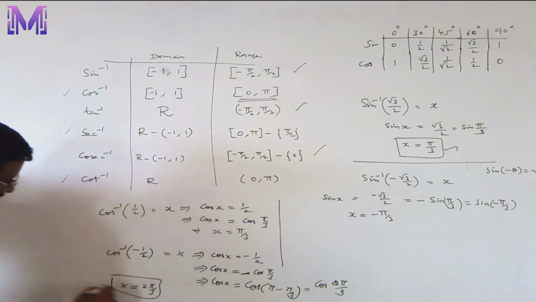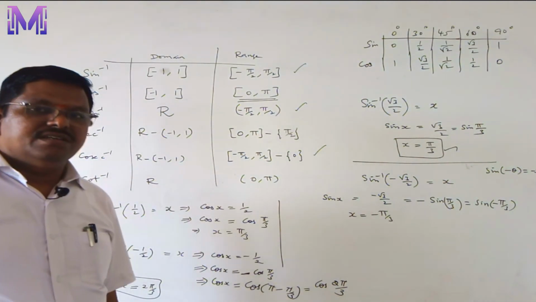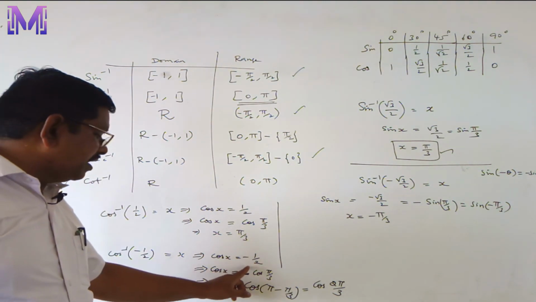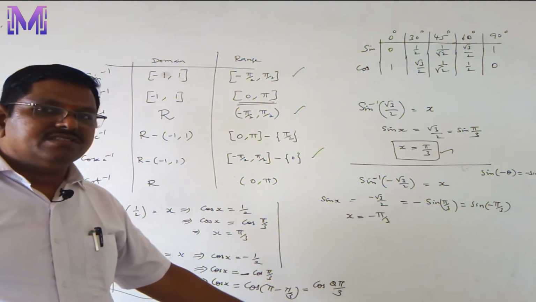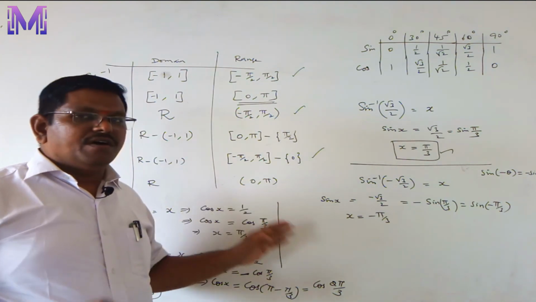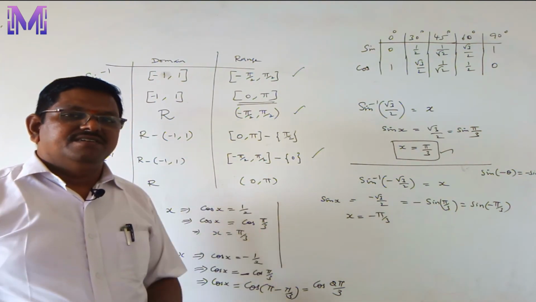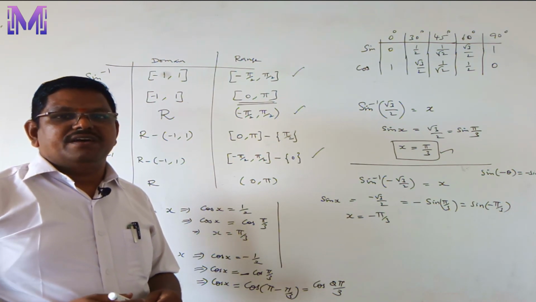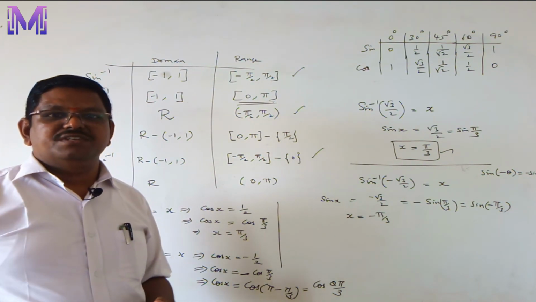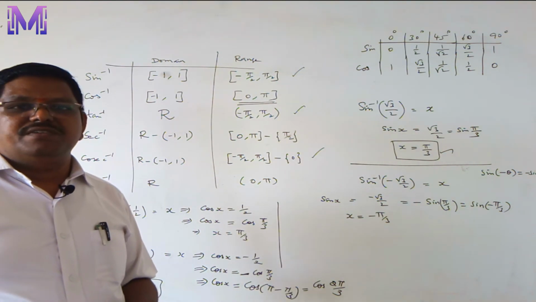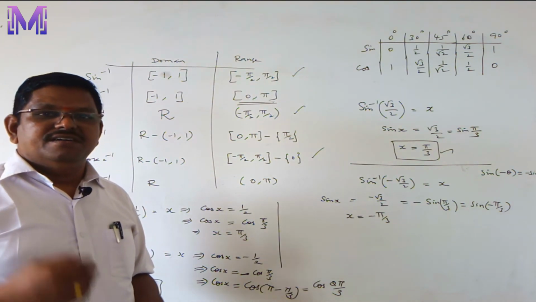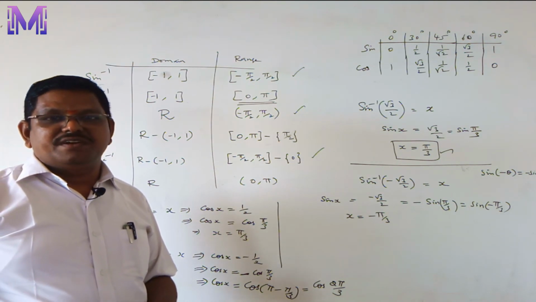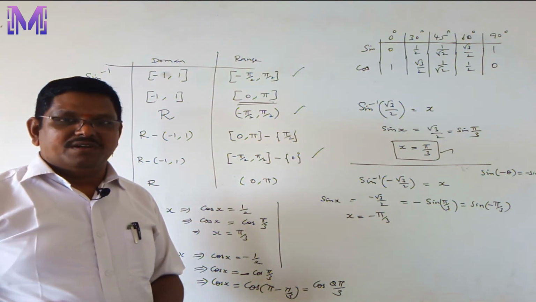In this way, for cos inverse, secant inverse and cot inverse, if the value is negative, take the angle as pi minus the same angle. You can solve all the problems in such ways. In our next module, we will discuss how to use the formula tan inverse of x plus tan inverse of y is equal to tan inverse of x plus y divided by 1 minus xy, and tan inverse of x minus tan inverse of y is equal to tan inverse of x minus y divided by 1 plus xy, and so on. Thank you.